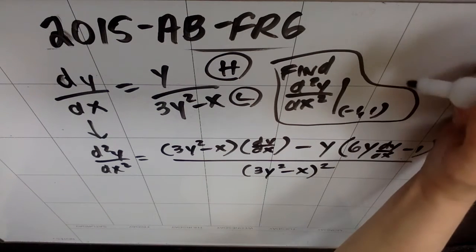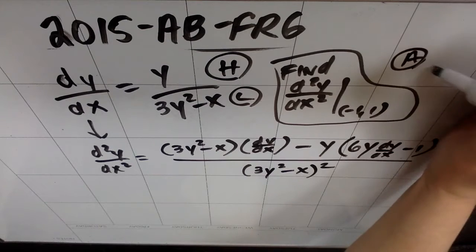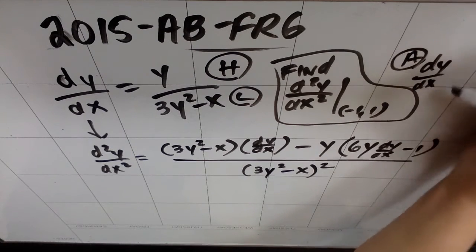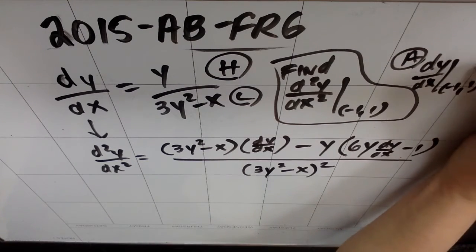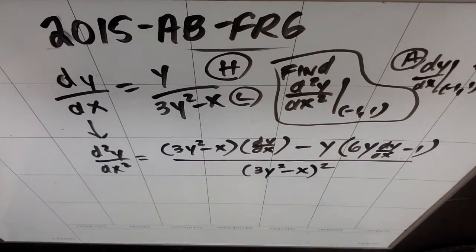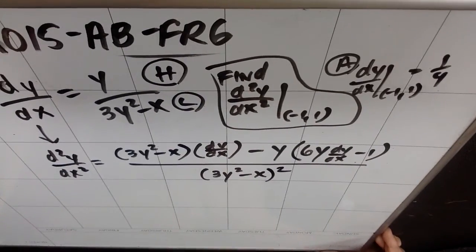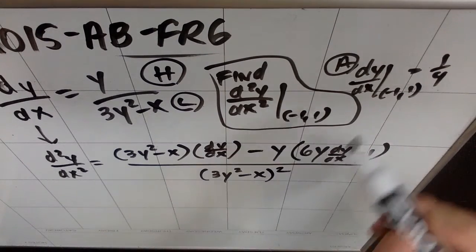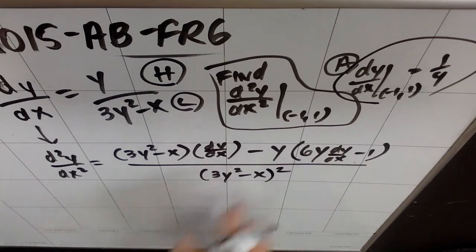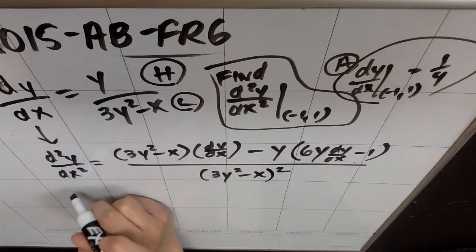Also worth noting is that from part A, we know that dy dx evaluated at negative 1, 1, because that was the same point, was a fourth, right? We got that in part A, that dy dx evaluated at negative 1, 1 was 1/4, because that was the tangent slope. So anywhere I see a dy dx when I plug in the values, I'm just going to cheat and plug in a fourth.